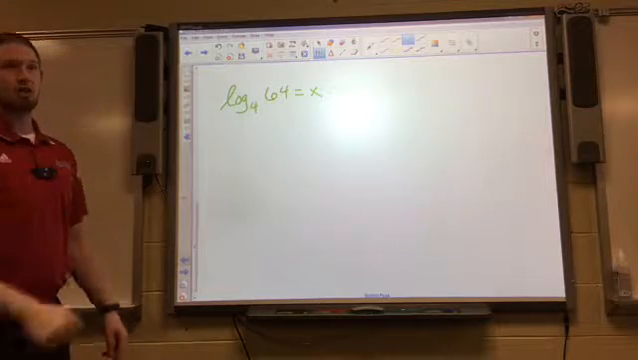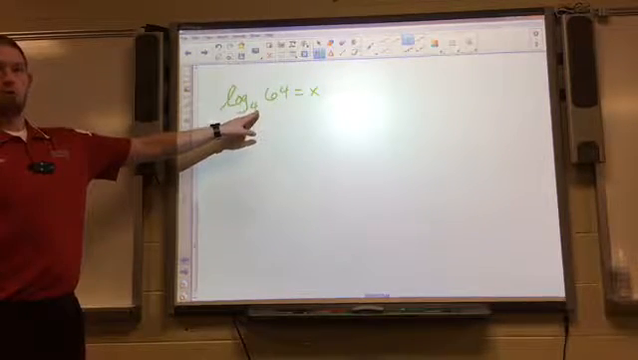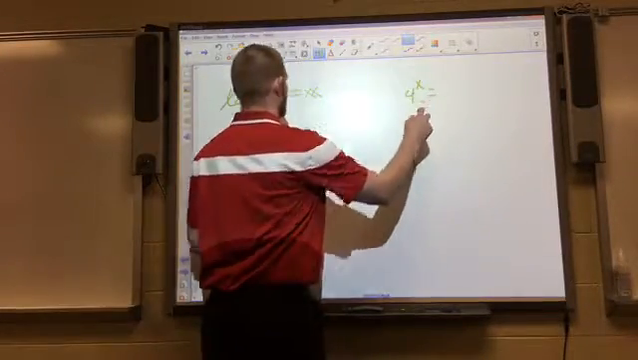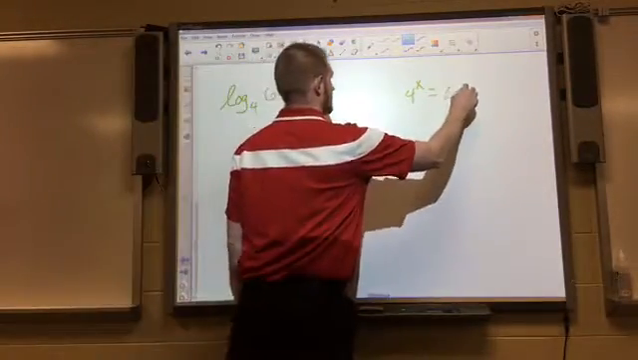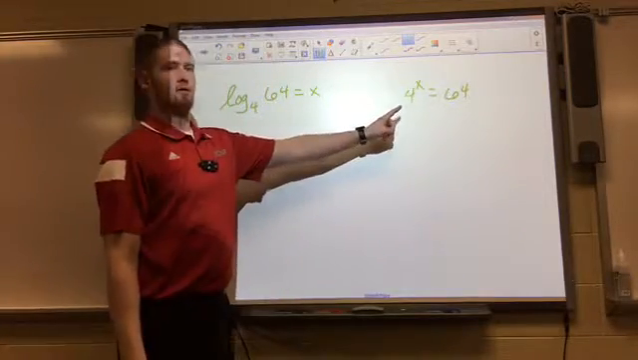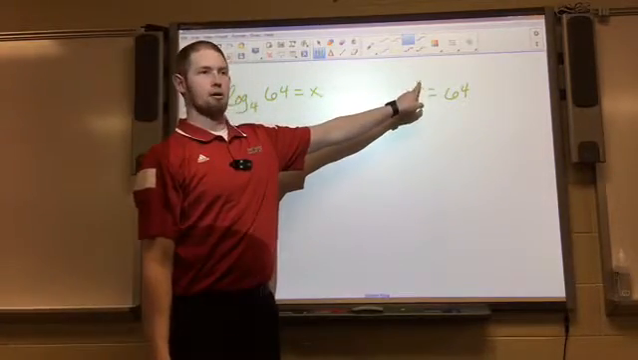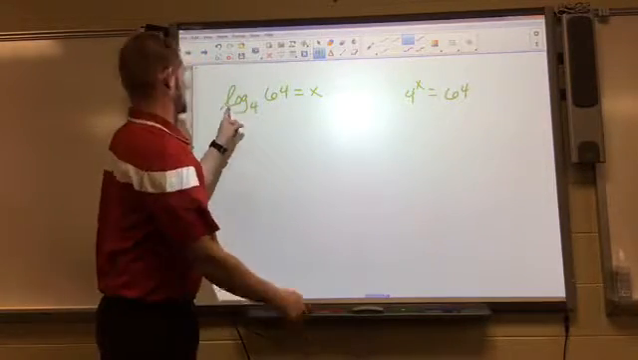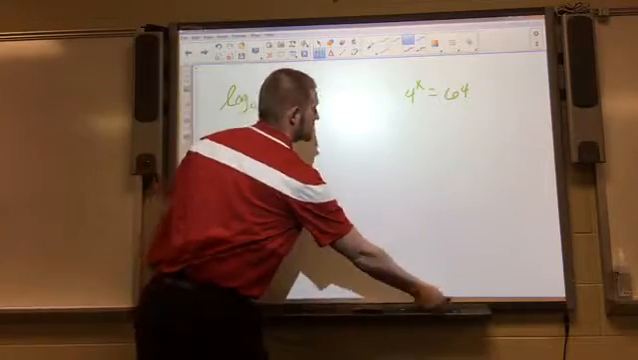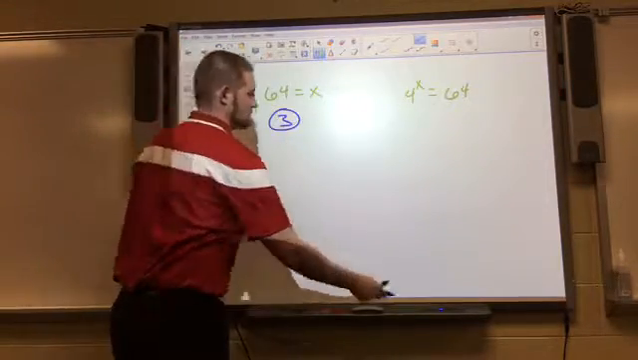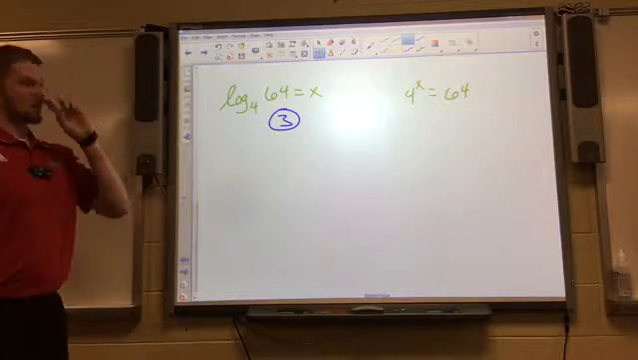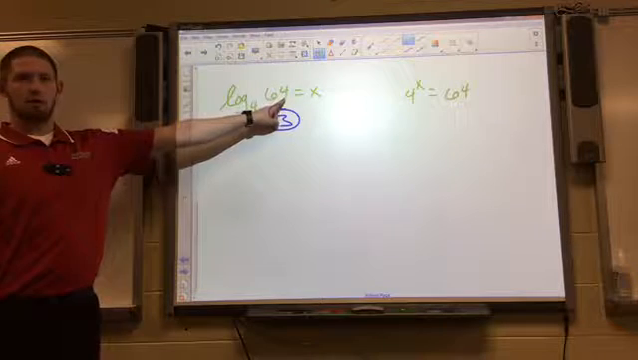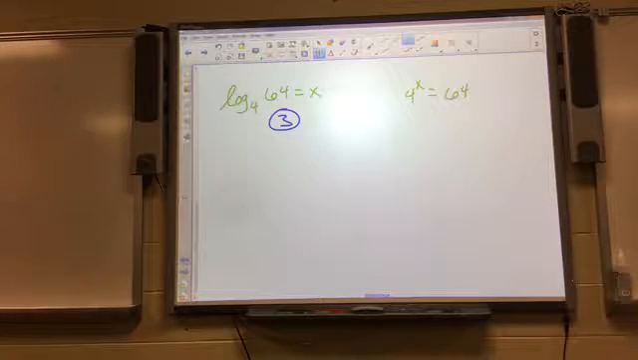Okay. And then when I change this, it's going to be 4 to the x power equals 64. So what you really need to ask yourself is 4 to what power gives me 64? To the third. So what's your answer to log base 4 of 64? 3. Okay, so you're asking yourself, 4 to what power gives me 64? Okay, so let's take a look at another one.